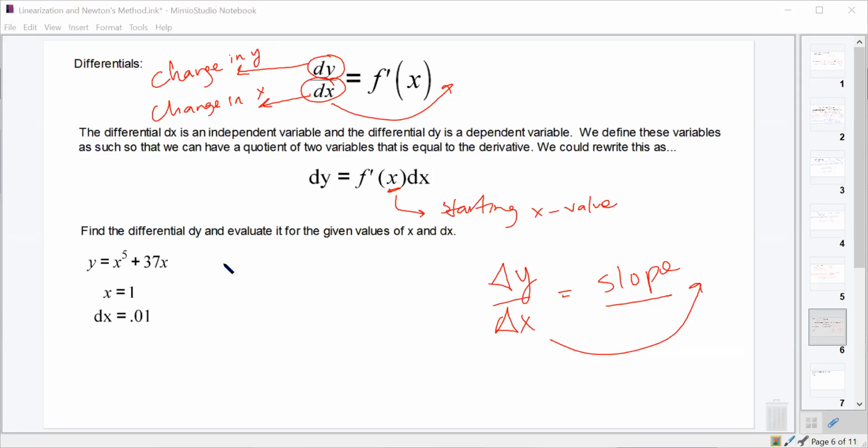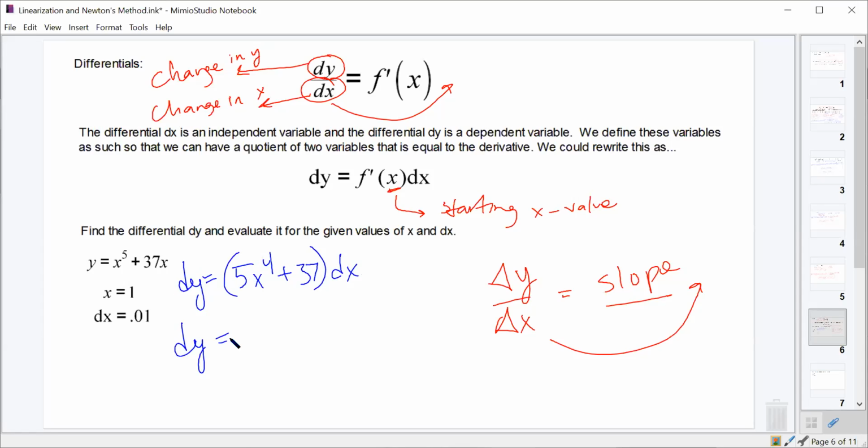Well, using a differential, what's the derivative of x to the 5th plus 37x? It's 5x to the 4th plus 37. So our dy should be that times dx. And we'll just plug in our 1 and our 0.01. And what do we get? 42 times 0.01, or 0.42.